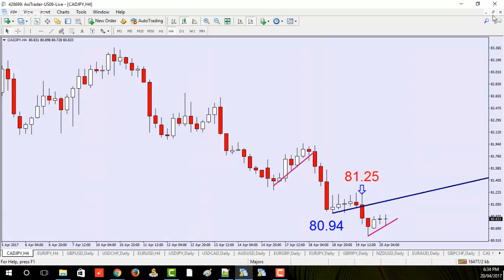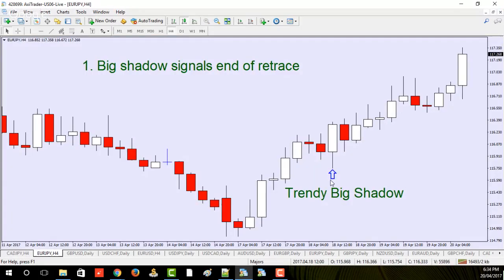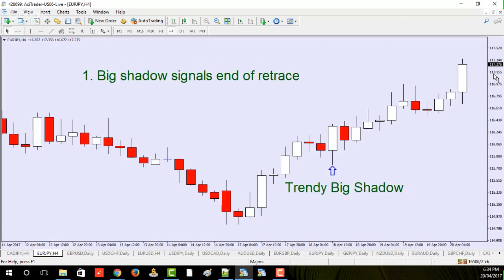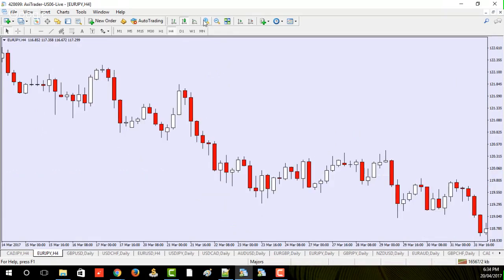Okay. The other one is the Euro-Yen. That was a bullish big shadow, a trendy big shadow right here, signified with the arrow. And I've got one position on the trailing exit now, and I got the other one that just cashed out actually during this webinar. So that's pretty fun. That was a 2.2 reward risk ratio on that one. And the reason why I chose that level as a target, I should have mentioned this, is because it kind of lines up nicely with this support level here. I thought that the market would have some trouble getting through that. So that's why I use that as a target.